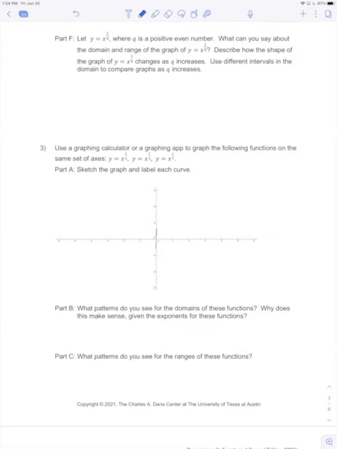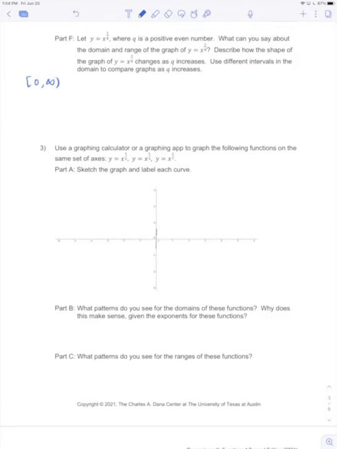Describe how the shape of the graph changes as q increases. Use different intervals in the domain to compare graphs. Okay. Well, we could say the domain and range for this are both 0 to infinity. In terms of the shape of the graph, as q increases, the shape of the graph changes, and well, the graph begins to, you could say, flatten out.